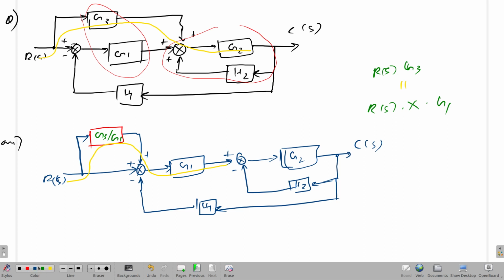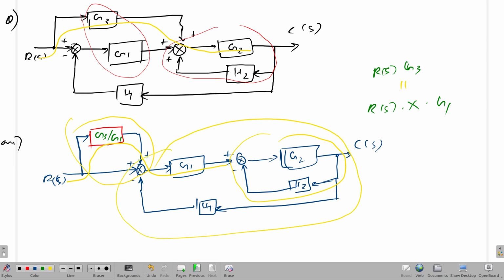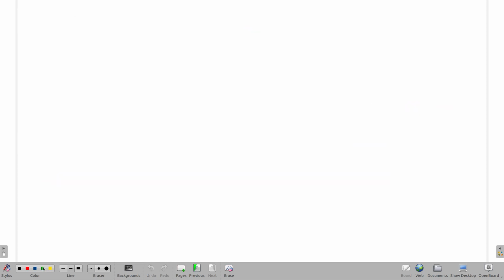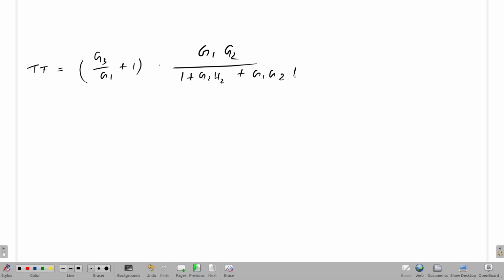Now it is pretty straightforward. You have a parallel branch here, you have a feedback here. You can find the feedback, multiply it with this cascade, then get the feedback of this whole thing, then multiply it with this parallel thing. So the final transfer function will be what? G3 by G1 plus 1, into G1 G2 by (1 plus G2 H2 plus G1 G2 H1). This will be the final answer. Okay.